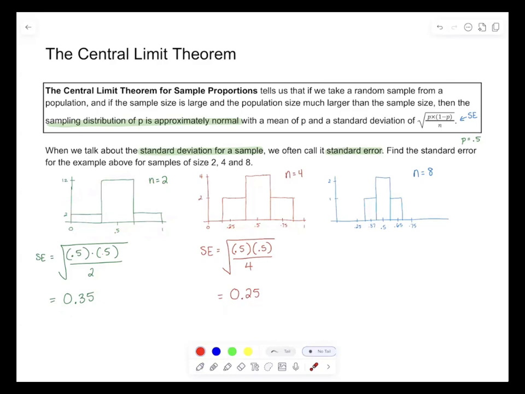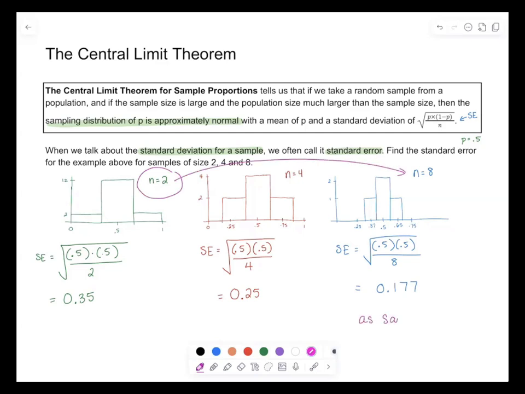Now, we're going to do the same thing for 8, but I bet you can guess that that standard error should be even smaller. So the standard error for a sample of 8 is the square root of 0.5 times 0.5 over 8. When we put that into a calculator, we get 0.177. So even smaller.